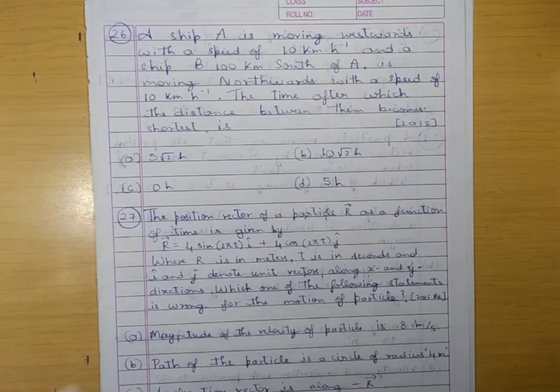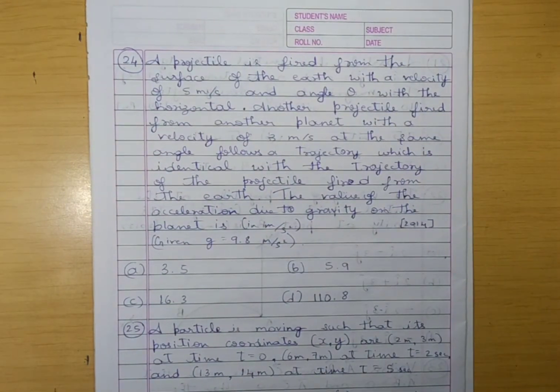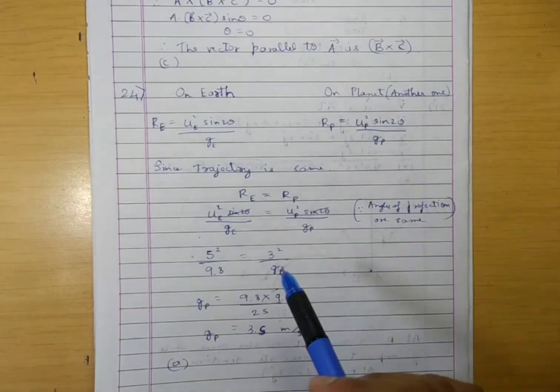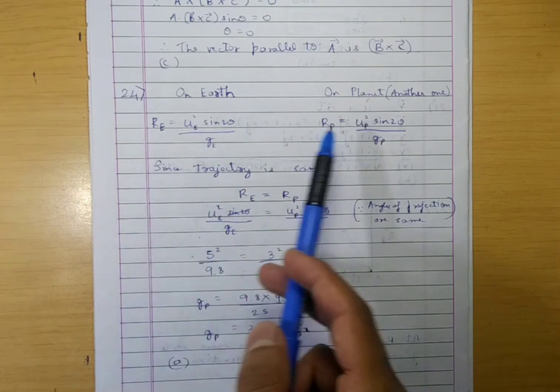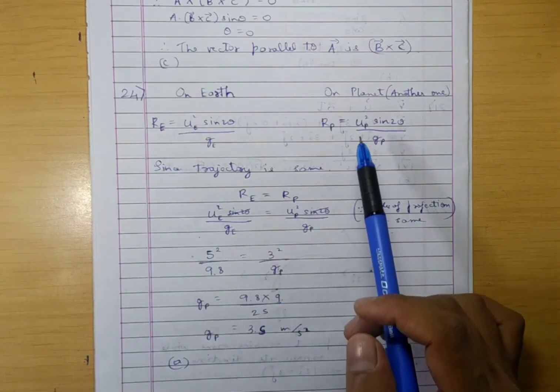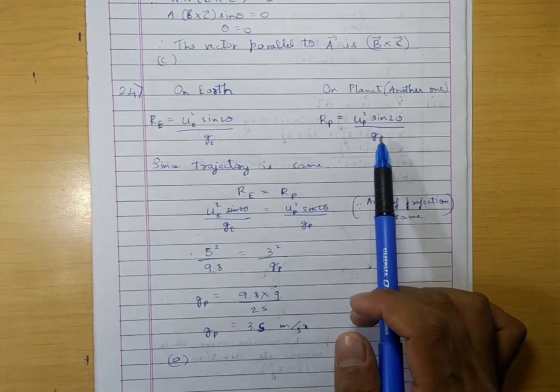24. A projectile is fired from the surface of the earth with a velocity of 5 meters per second and angle theta with the horizontal. Another projectile fired from another planet with a velocity of 3 meters per second at the same angle follows a trajectory which is identical with the trajectory of the projectile fired from the earth. The value of the acceleration due to gravity on the planet is. So a projectile is fired on earth and on another planet and their trajectory is equal, which means the range is equal. They have given the initial velocity on earth and on that planet as 5 meters per second and 3 meters per second. We should find the acceleration due to gravity on that planet.